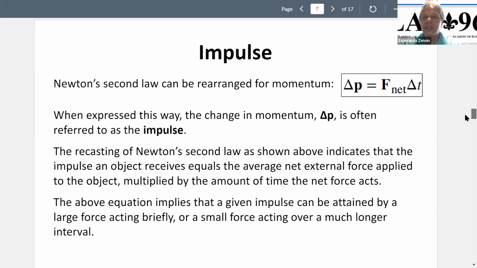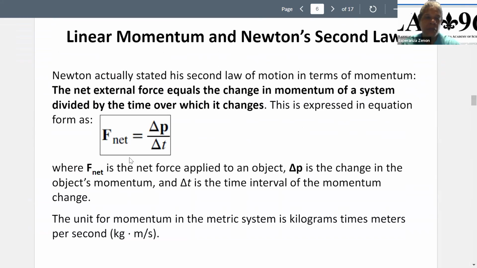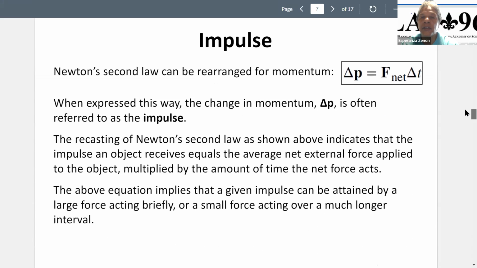So you can see clearly what they did was they multiplied both sides by delta T. If I multiply F net by delta T, I get F net times delta T. If I multiply this side by delta T, the delta T cancels out and I'm left with change in momentum. So they rewrote this equation for Newton's second law in terms of change in momentum, okay?